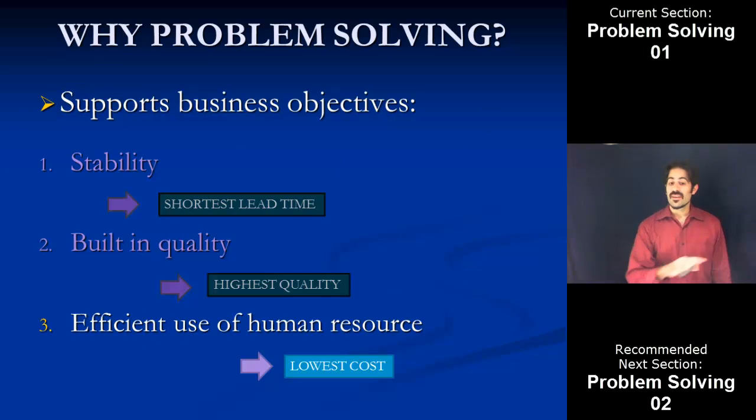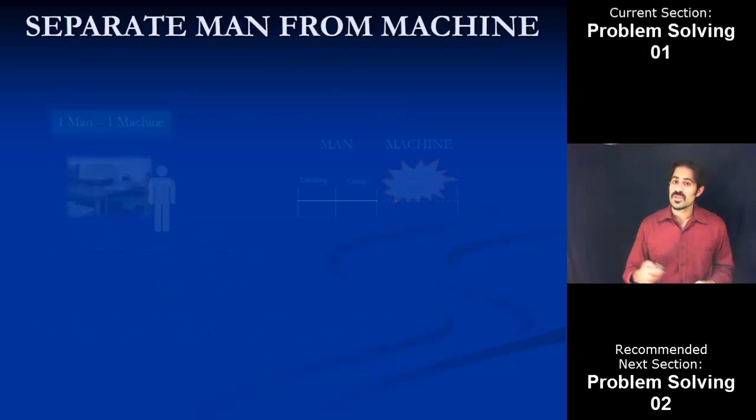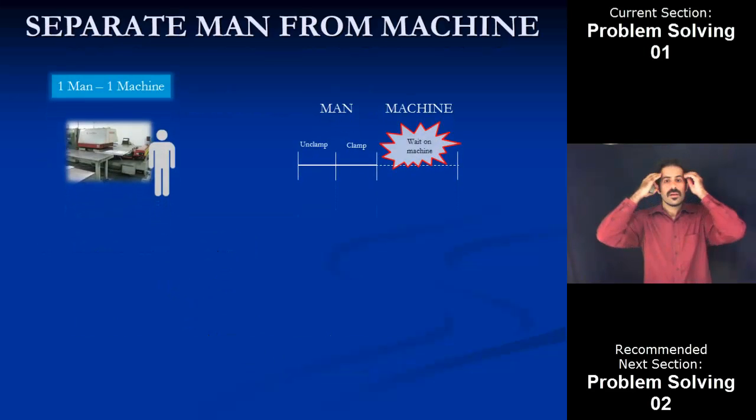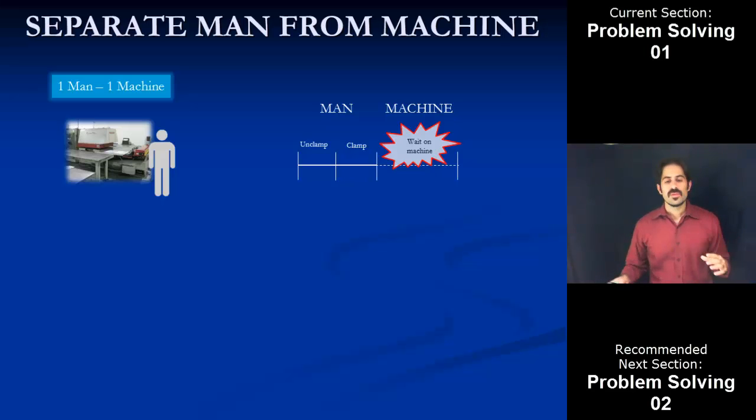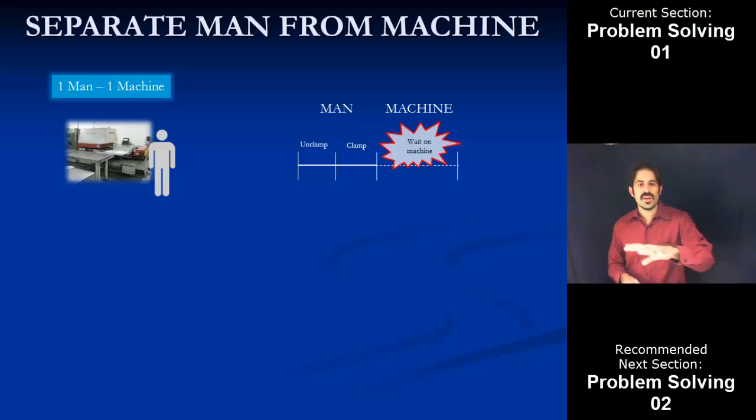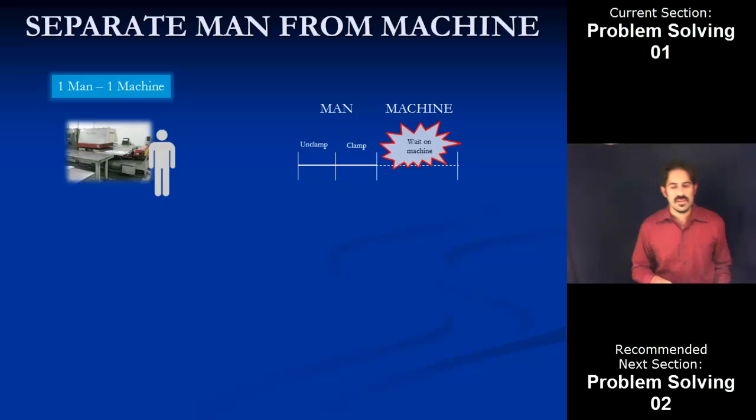Now the last thing that we're going to get to is using our human resource more efficiently and how problem solving ties into that. And that's huge, huge, huge in terms of minimizing and reducing our cost. The big concept we want to focus on when we think about how we maximize our human resource is, number one, separating human work, man's work, from a machine's work.